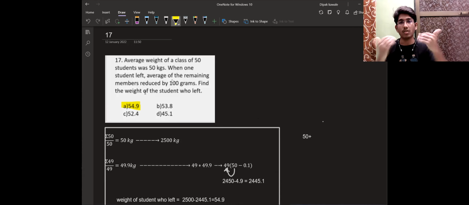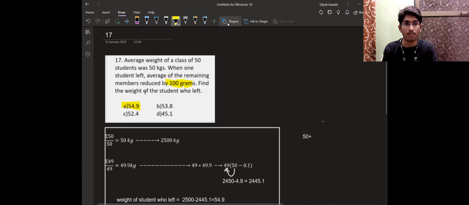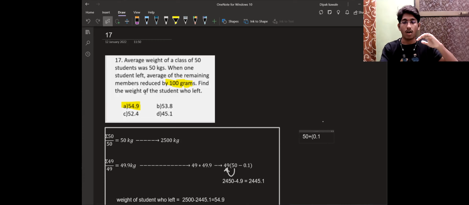So similarly, if that student, assume that the left student is me only. Okay, I am leaving that group, then 100 grams are reducing over how many people? 49 people, because I have already left. Okay, so that means, 15 plus 0.1, it is reducing over how many people? Over 49. So this is our answer.